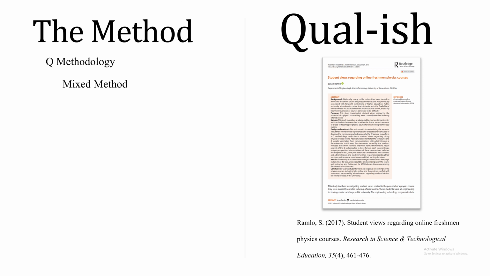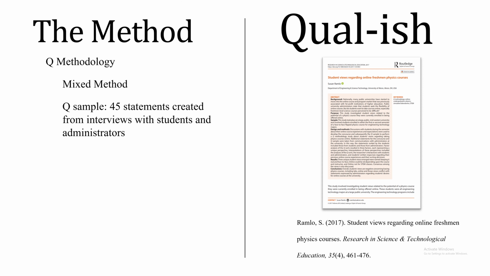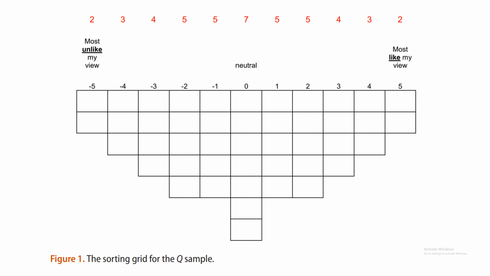Now, the Q methodology is qualitative-ish because they're going to try and take qualitative statements from students and turn it into some sort of quantifiable metric. So to do this, they take what's called a Q sample. So 45 statements in this study were created from interviews with students and also administrators. Then these statements about online courses were sorted by the 47 students into something called a Q sort. Now the Q sort is basically like a questionnaire where you're asked, does this statement align with your view or is it unlike your view? But students are forced to put all 45 statements into one of these boxes. So they can't just make everything a 5 or a -5 or a 0.